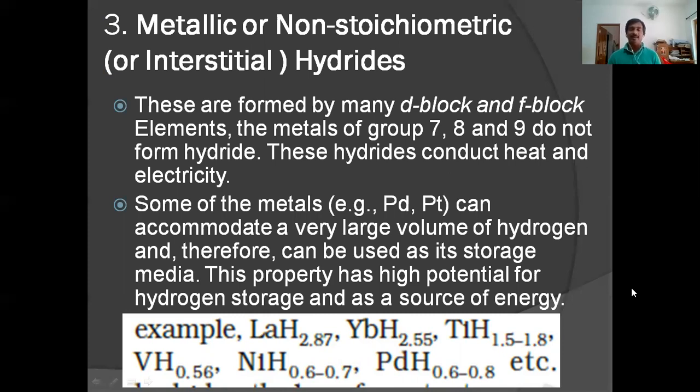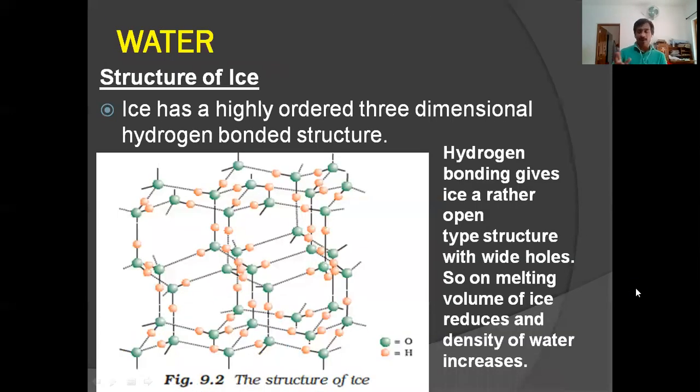An example of an interstitial hydride is LaH2.87. Why is it 2.87? Because it is formed not through an ionic bond or a covalent bond. The hydrogen is entering into interstitial positions. However, it is not a bond actually. So the compounds are non-stoichiometric; we cannot see a fixed stoichiometry. LaH2.87, YbH2.55, TiH1.5 to 1.8, VH0.56, NiH0.6 to 0.7. You study at least one example. One example is enough.